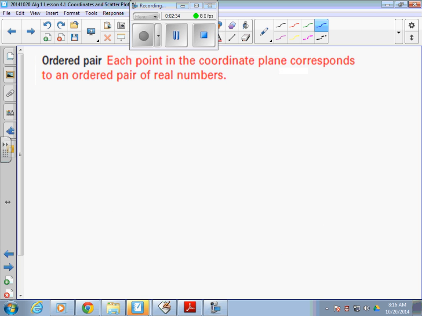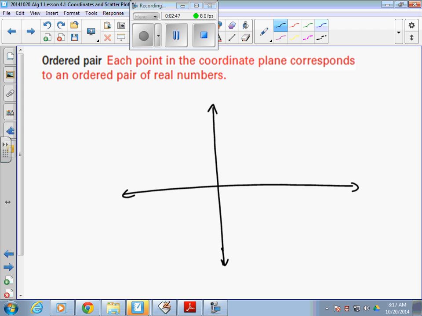The next definition is that of an ordered pair. It says each point in the coordinate plane corresponds to an ordered pair of real numbers. Inside of this coordinate plane, where you have an x and a y axis, the arrows represent that there's an infinite amount of numbers. If we plot the point 2, 3, for example, this is your x-axis. So you're going to go 2 times to the right, so from 0, 0, you go 1, 2, and then the second number in the ordered pair is 3. You're going to go up 1, 2, 3.